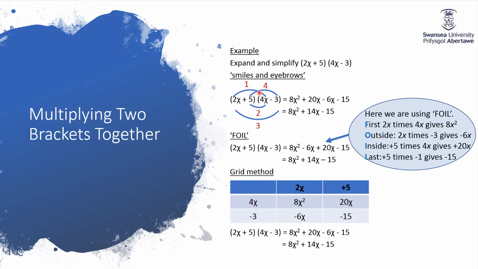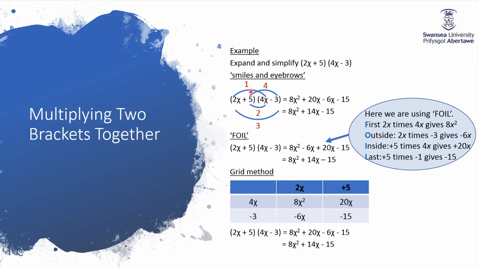So we do this eyebrow first, 2x by 4x gives us the 8x squared. Then we do the number 2 here, that's 5 by 4x gives us plus 20x. Do number 3 of 2x by minus 3 to give us the minus 6x. And we do the fourth one here of plus 5 by minus 3 to give us the minus 15. Now, you could do this in any order you like, as long as you make sure you do every single one of them. I've just done this in this order to show you the ordering I was doing it.